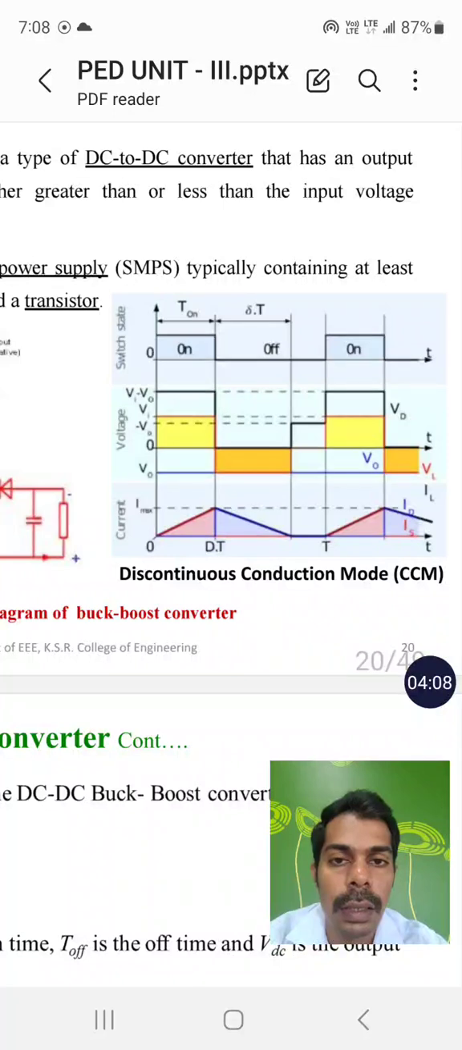The conduction happens like buck boost, and depending upon the application we can use this converter.